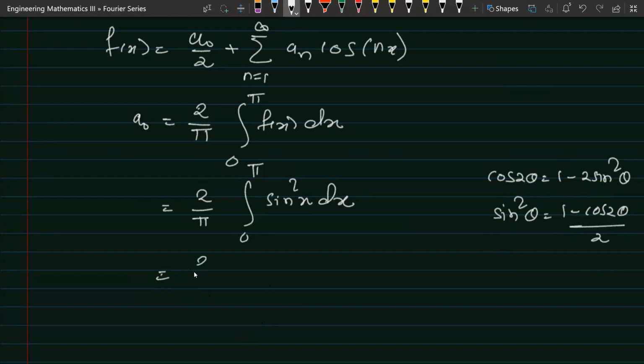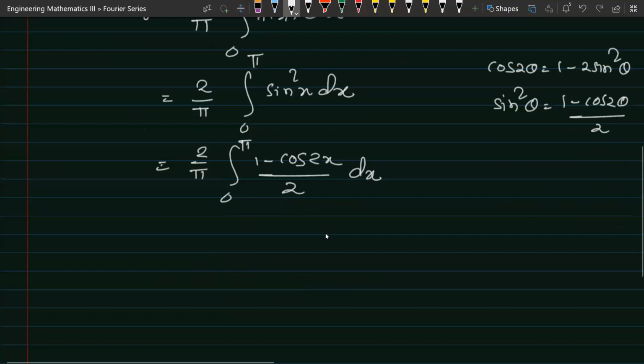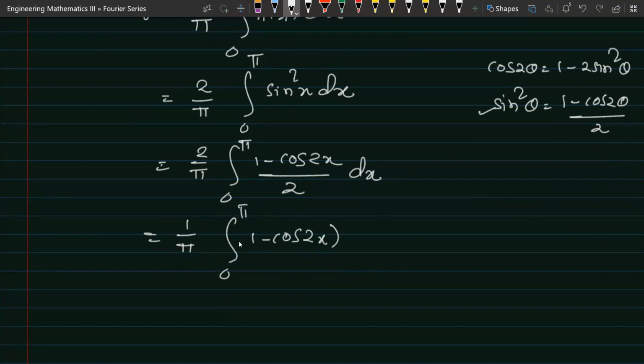We can replace sine square theta by this term. So this is equal to 2 upon pi, integration 0 to pi, of 1 minus cos of 2x divided by 2, into dx. Am I right? Is there any doubt? I have used this formula here: instead of sine square x, I have replaced 1 minus cos 2x upon 2. If I take this 1 upon 2 outside the integral because it is a constant, the 2 and 2 cancel. Only 1 upon pi is outside, then integral 0 to pi of 1 minus cos of 2x into dx. Am I right?